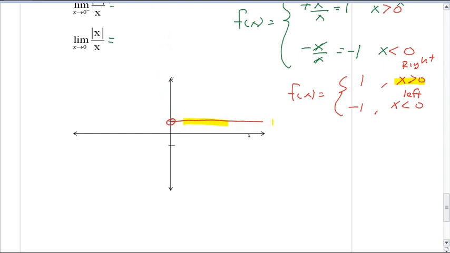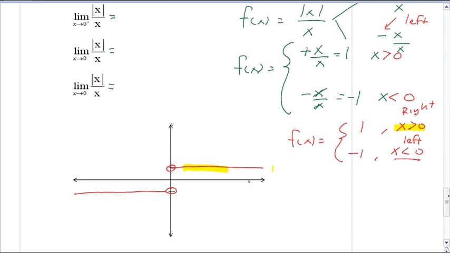Okay, so the next one, negative 1, still f of x equals negative 1, a horizontal asymptote. And instead of looking at the right side, I'm going to look at the left. So it's going to be basically like this. Okay, already we can see that our general limit doesn't exist at x equals 0.